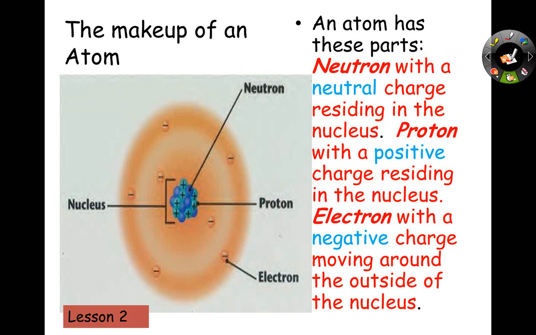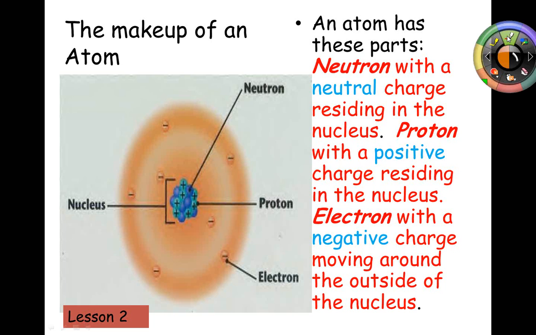The atom has these three parts. The neutron, which is in the center, has a neutral charge, no charge, residing in the center. The proton has a positive charge, residing also in the nucleus. The electron, the tiny little negative guy that's running around the outside, and do-si-do, your partner.